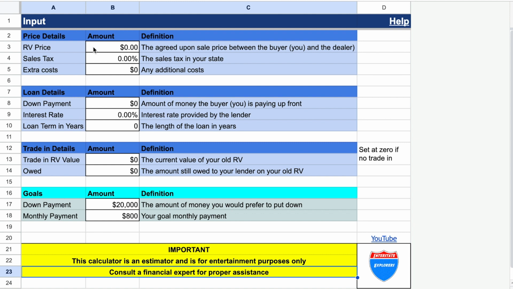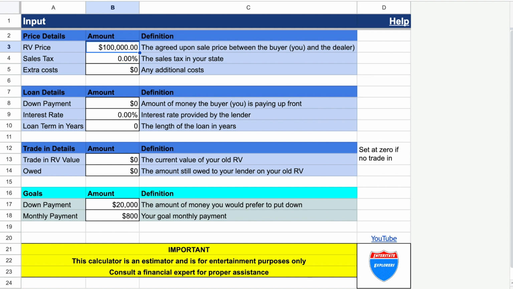All right, so let's get into the calculator. The first thing we're going to input is the RV price. And this is the agreed upon sale price between you, the buyer, and the dealer. Now, we're going to keep our numbers nice and round, and they might not be necessarily the most realistic numbers that you're going to experience, but we're just going to keep the math as simple as we can. So we're going to put $100,000 for the RV price.